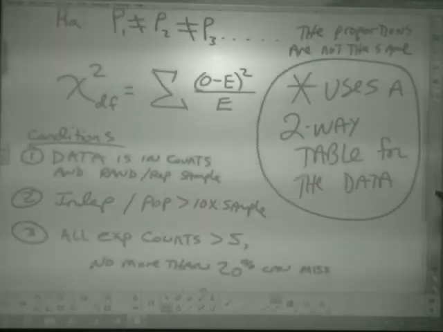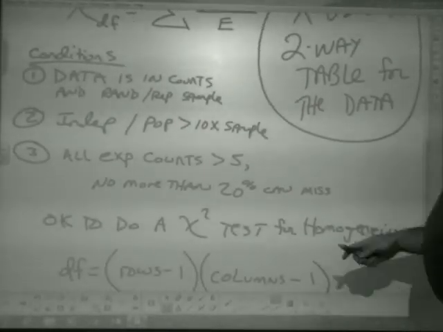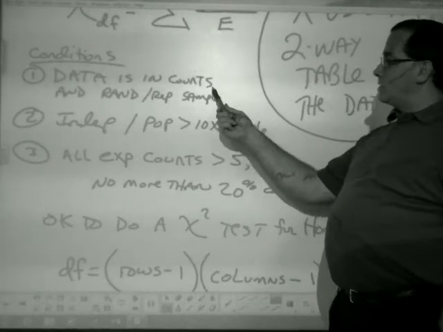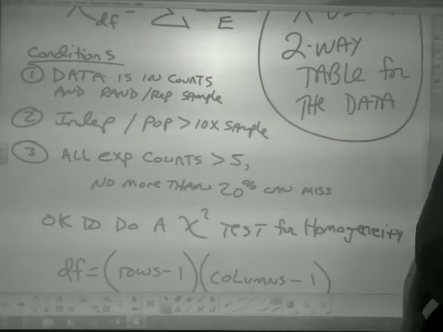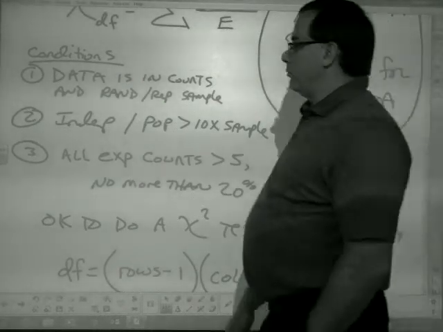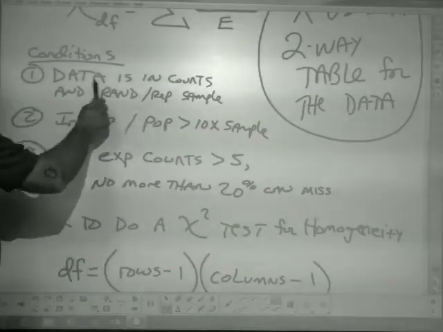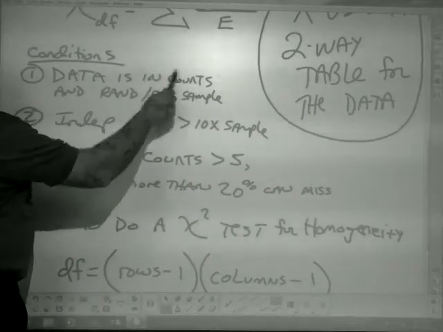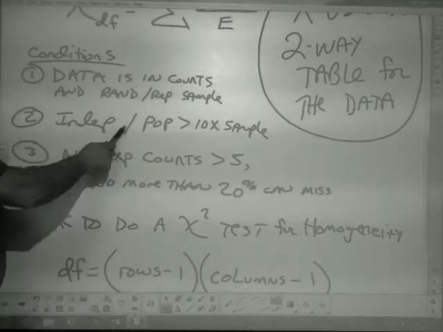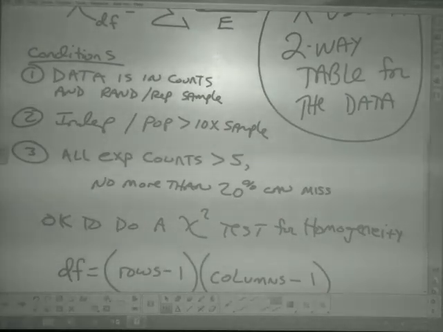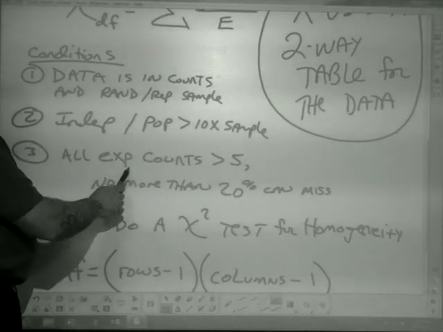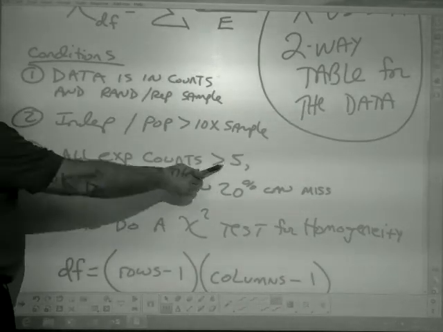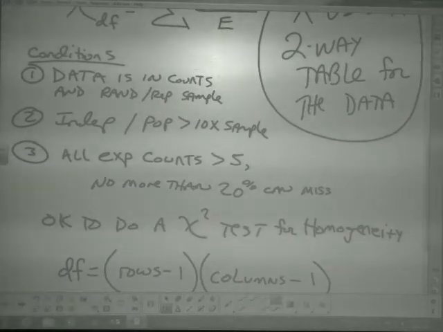So, conditions. First of all, again, the data is in counts, and you still have randomization, a representative sample. Most of the time you're talking about representative sample. But the data has to be in counts again. We need independence, population greater than 10 times sample, just like before. All expected counts greater than 5. Again, what if we don't make it?